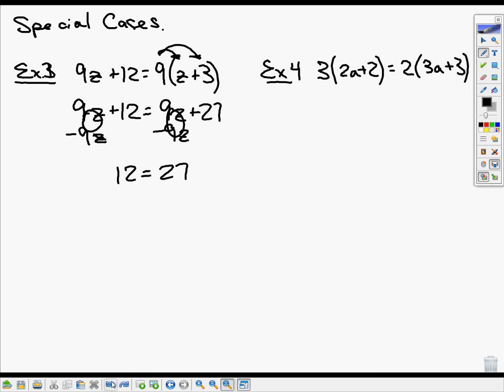That 12 equals 27. And if in the end when your variables disappear, and I can do this now that you have a variable on both sides, if you end up with a false statement there, that means that your equation up above has no solution.